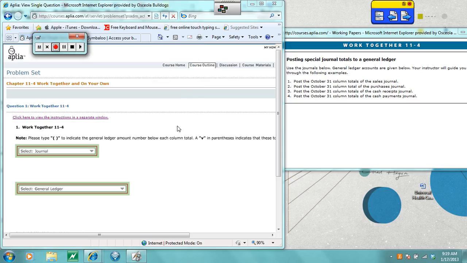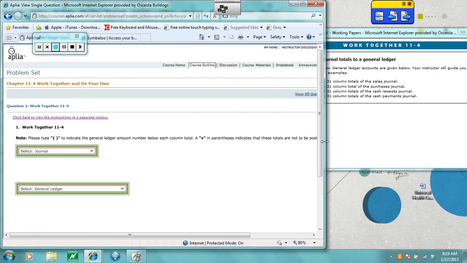We're on 11-4, work together. I'm going to just point out something here to save us some time. It says post the October 31st column totals. So I'm going to expand my journal so that we can save time.